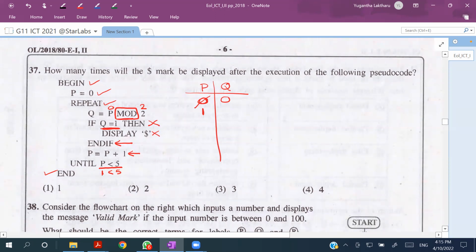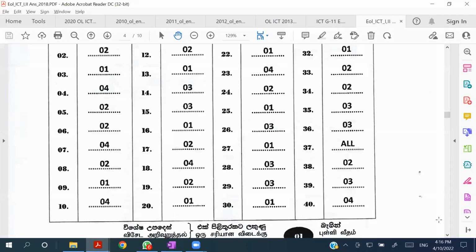Did I miss anything? Let me see. P is 0, repeat, 0 mod 2, the remainder is 0. So Q is not equal to 1, not going to display anything. P is equal to P plus 1, yes, P is going to be 1, and 1 is less than 5, that is true. So if it is true, it's not going to repeat. It ends. The answer should be all. Yes, people, there is a problem with the question. So the answer is going to be all.